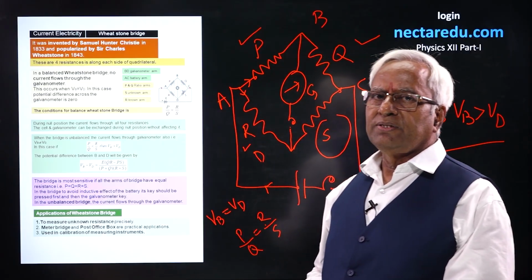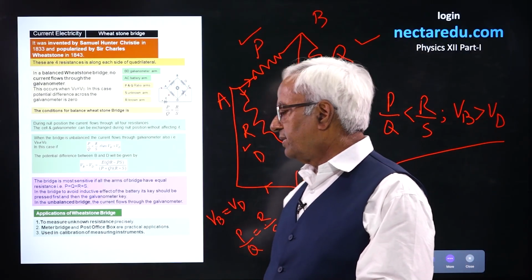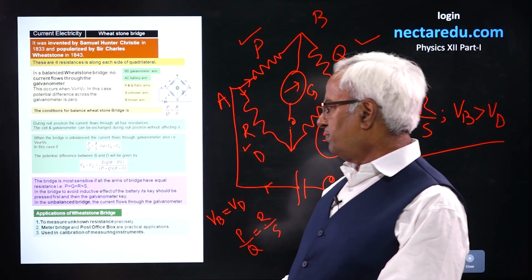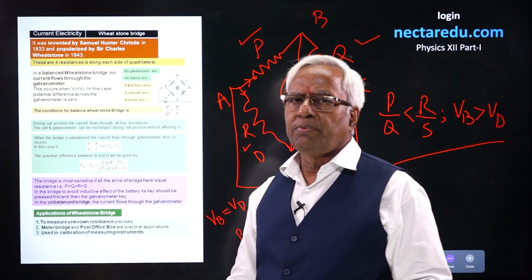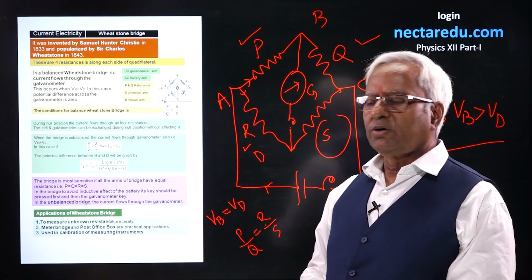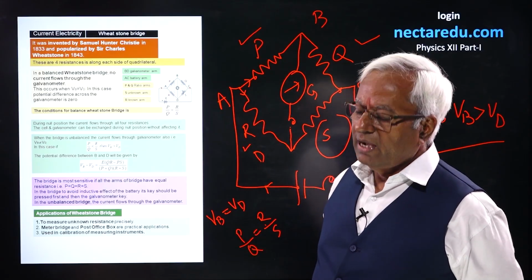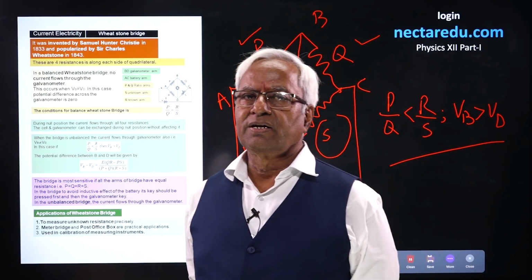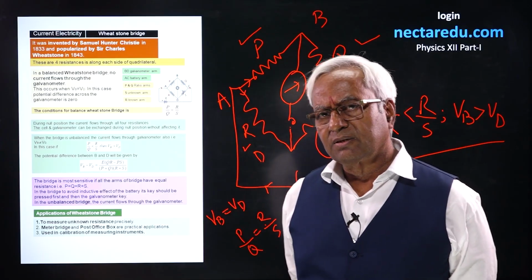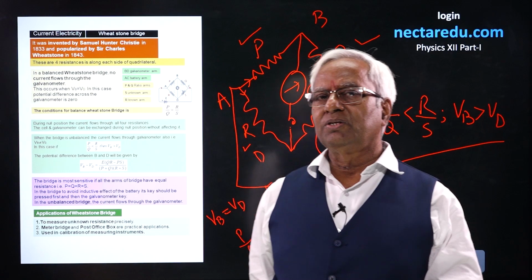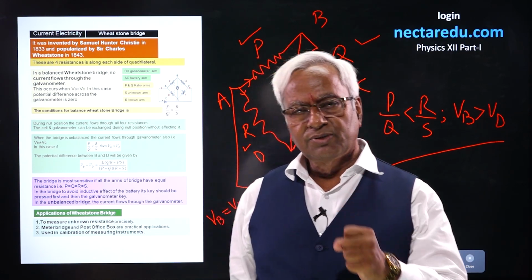This principle of bridge is used to find the unknown resistances: meter bridge, post office box. These are based on the same principle. It is very important. The principle of bridge is very important in calibration of measuring instrument. And finally, one more thing: if you consider all the resistances of the same order or of same magnitude, in that case the bridge is going to be the most sensitive.